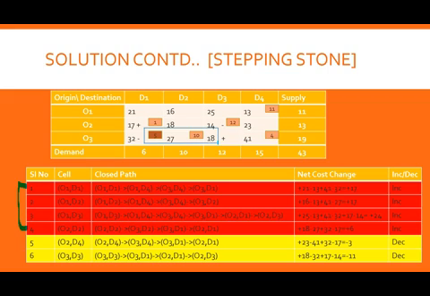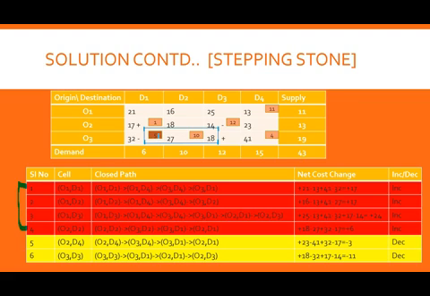The loop is O3D3, O3D1, O2D1 and O2D3. So this is the loop which is causing maximum decrease. In this, wherever you have minus, like you calculated theta earlier, identify the minimum allocation. So we have 5 and 12. Out of this, 5 is minimum. So that will be the shift that we perform.